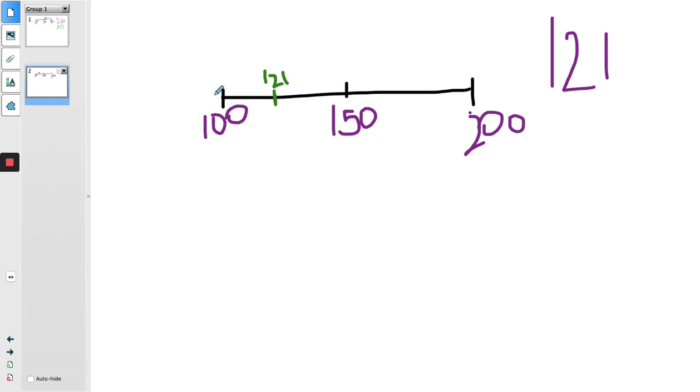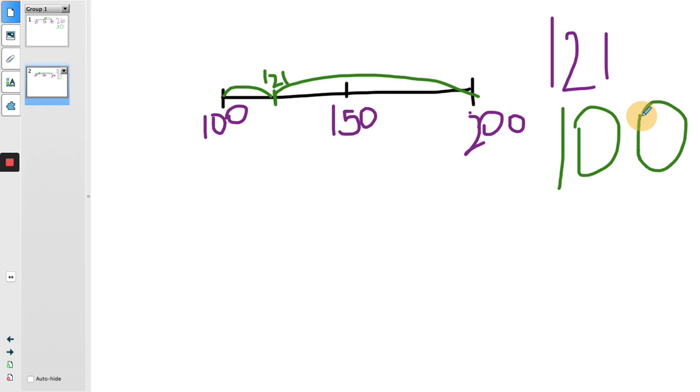So now I'm going to look on my number line. Is 121 closer to 100 or 200? Well, that looks like a pretty big jump over to 200 instead of this teeny tiny little jump over to 100. So if I were to round 121 to the closest 100, I would round it down to 100.